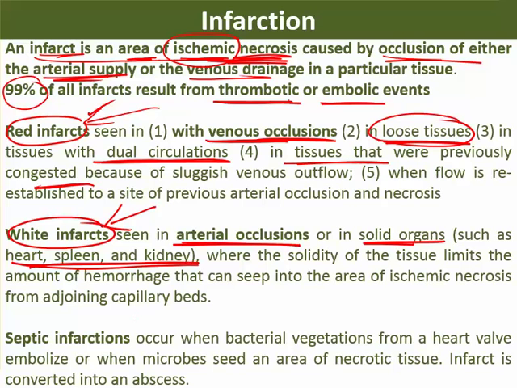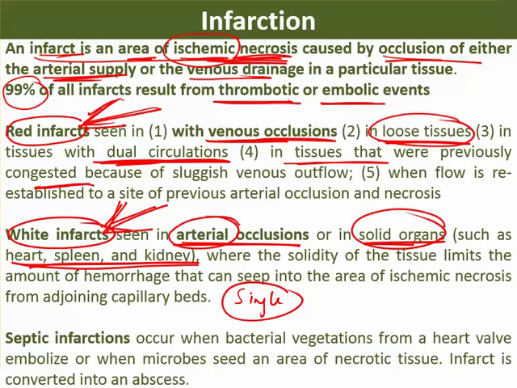And if they have end arterial circulation, so they have a single artery supply. For example, the heart has a single artery, the coronary artery supply, that's all. They don't have two arterial blood supplies. If they have dual circulation, then it will be red infarction. If it has single arterial circulation and the artery is occluded and it is a solid organ, it will end up with white infarction.